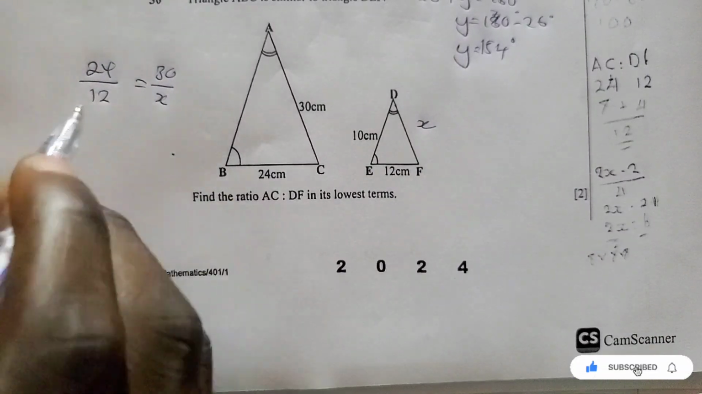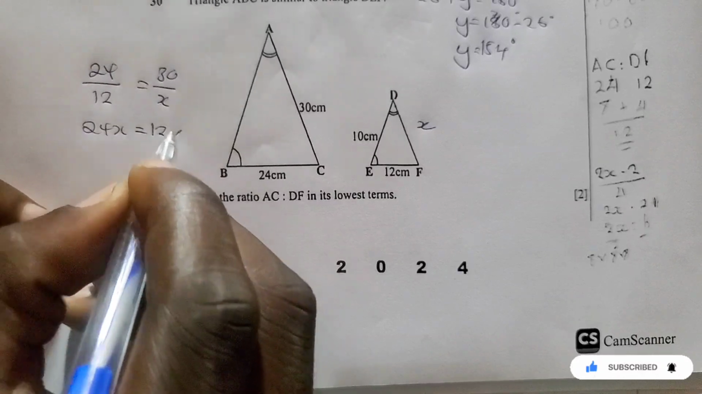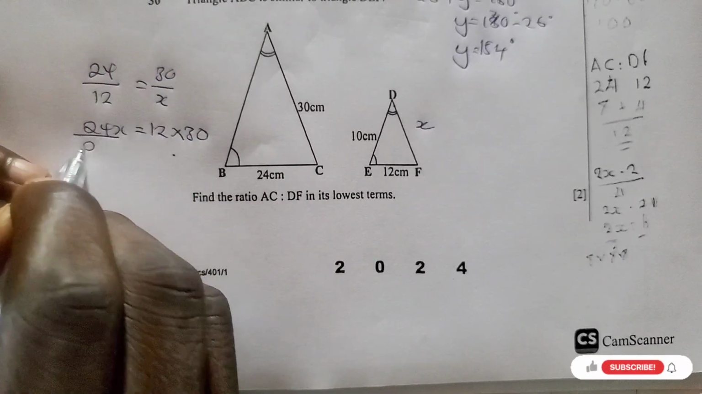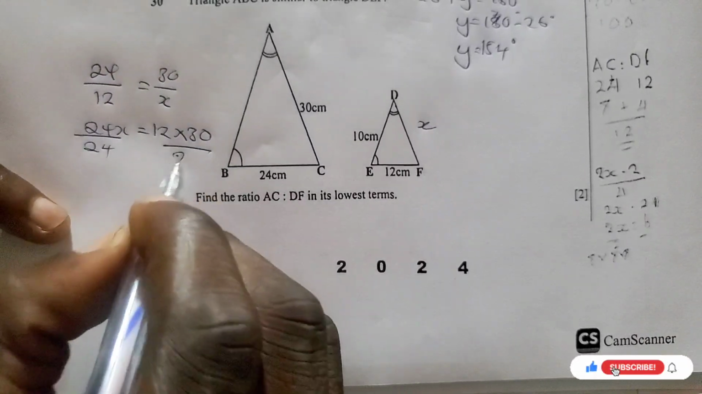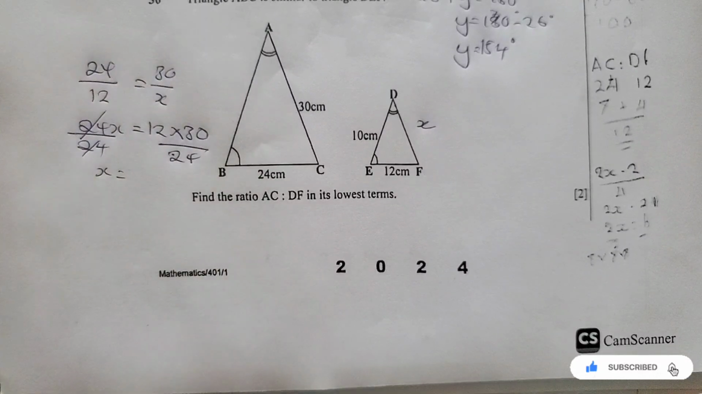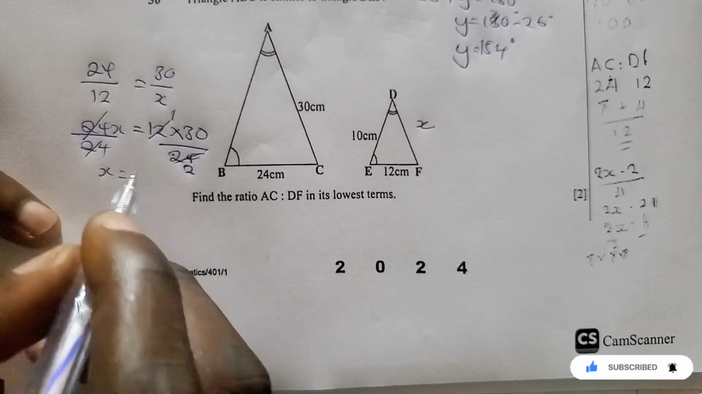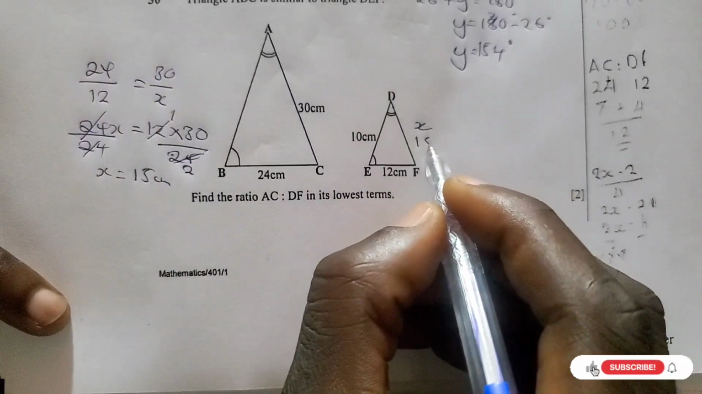Then we cross multiply, so we're going to have 24x is equal to 12 multiplied by 30. Just to show that we're multiplying, this is paper 1, you're not supposed to use a calculator by the way. So x is equal to 12 times 30 over 24. Here you can reduce 12 into 24, 2, and 2 into 30, 15 centimeters.